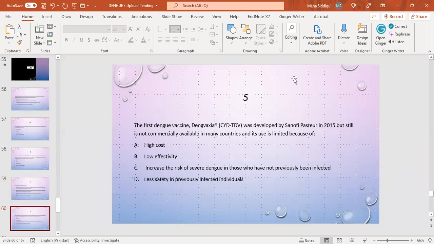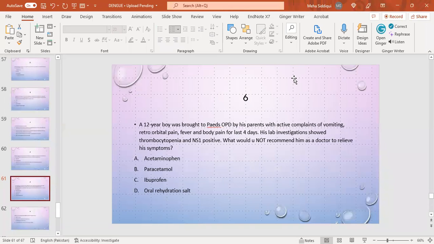MCQ number 5. The first dengue vaccine, Dengvaxia, was developed by Sanofi Pasteur in 2015, but still is not commercially available in many countries, and its use is limited because of high cost, low effectivity, increased risk of severe dengue in those who have not been previously infected, and less safety in previously infected individuals. C. Yes, C is the right option.